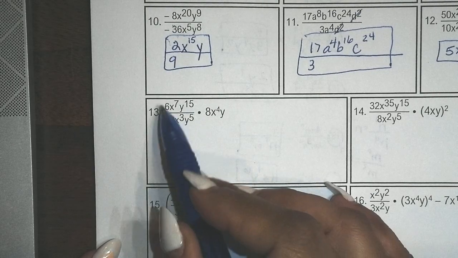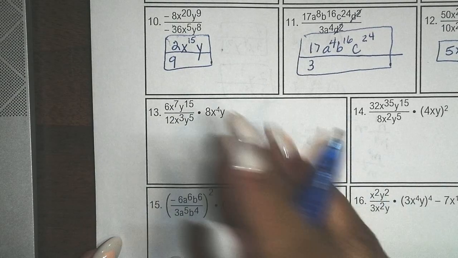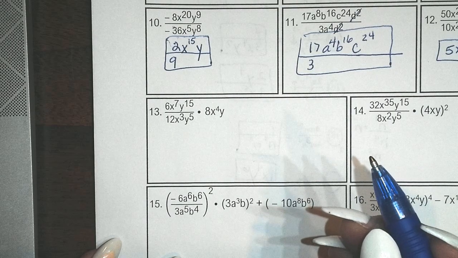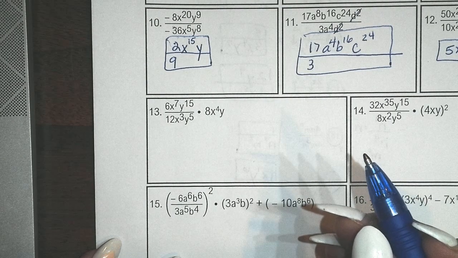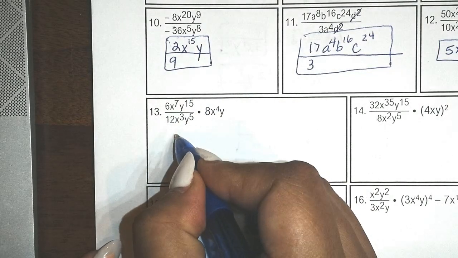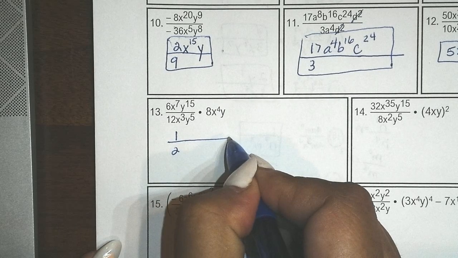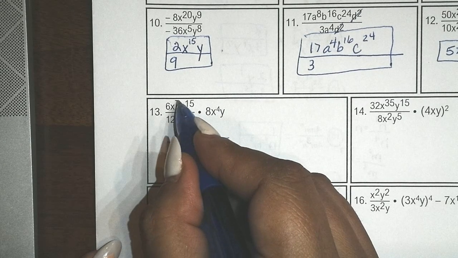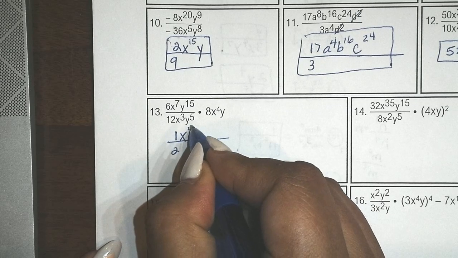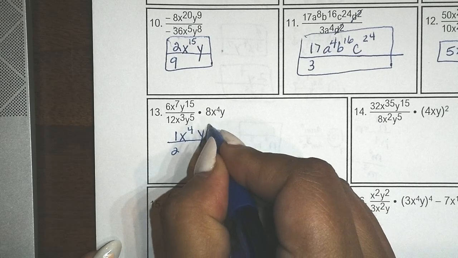So over here, we're going to do the division first. So what is 6 divided by 12? I can reduce it by a factor of 6 because 6 goes into both 6 and 12. So that's going to be 1/2. All right, now my x's. I have x to the 7th divided by x to the 3rd, so 7 minus 3 is 4. And y to the 10th.